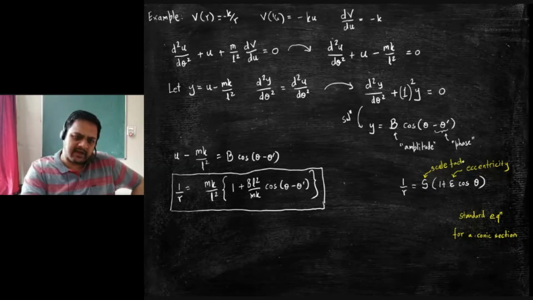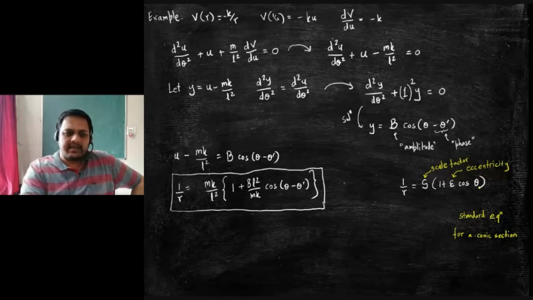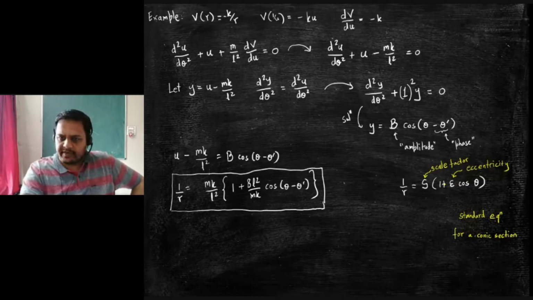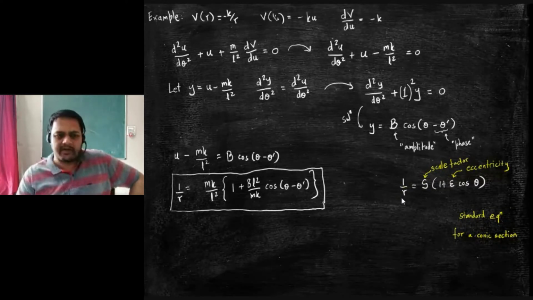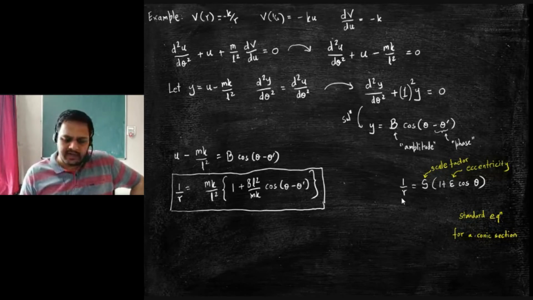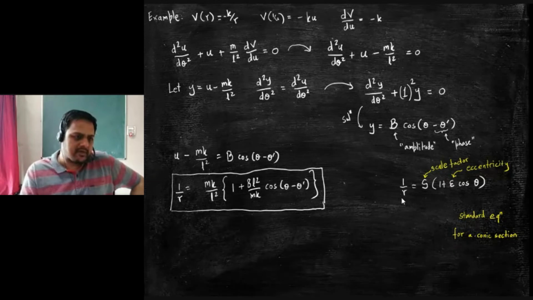The factor S is called a scale factor. Basically, this bracketed term decides the shape, particularly the eccentricity decides the shape, and the scale factor decides the size of the orbit. In this case, since 1 by r is proportional to s, larger the scale factor, smaller will be the actual orbit. That is the way it goes in this particular format of the equation. Now in our case, what is the scale factor and what is the eccentricity factor in the case of the orbit equation which we have got?